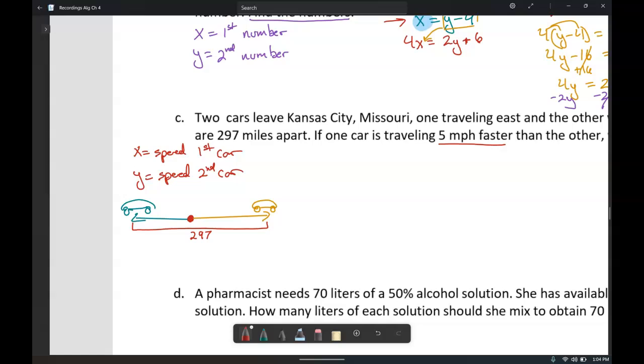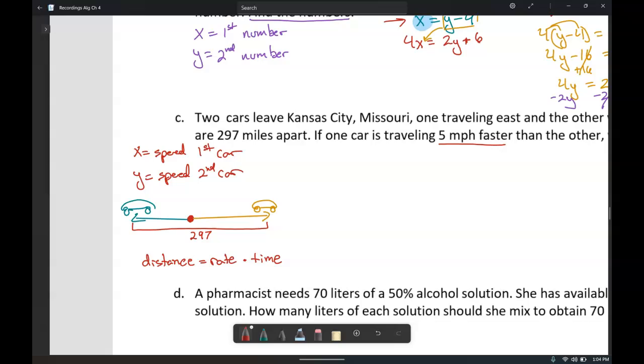Recall that our distance formula, distance equals rate, also known as speed, multiplied by time. And since each car is traveling a different distance, then each car will have a different expression representing its distance. They'll have a different expression representing their rate, but their time will be the same. And so let's think of a couple ways that we can model this.